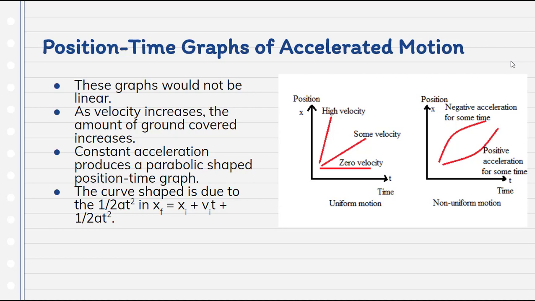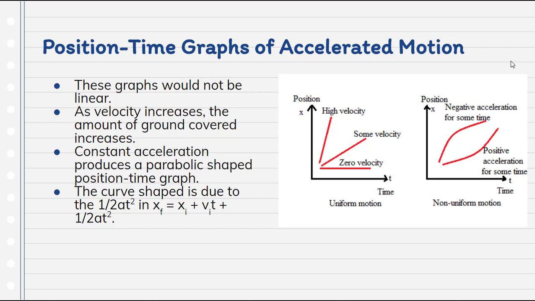So let's think about some position time graphs of accelerated motion. These graphs would not be linear if the acceleration was increasing or decreasing. Remember that when we look at position and uniform motion, with high velocity, you have a straight line. Even with some velocity, you have a straight line. And if there's no velocity, you also have a straight line. But with non-uniform motion, that means that acceleration is changing, and so velocity is either increasing or decreasing at a non-constant rate.